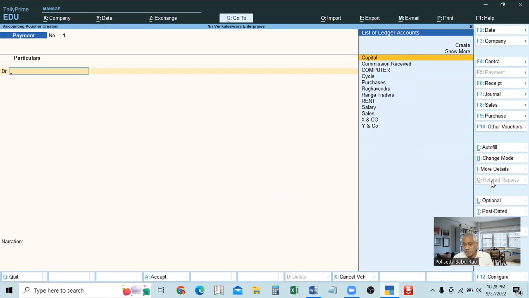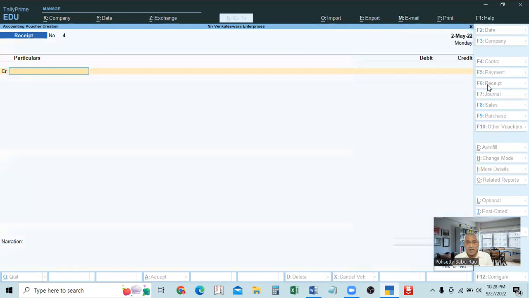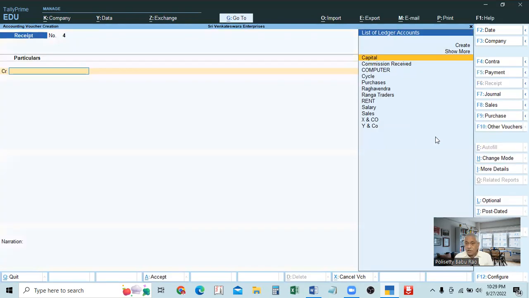See on the right, that is the right button menu, there is receipt F6. From F4 to F10, this is one part. This is date and company, this is another part, and all the others are other parts. So we are learning about this part. In this part, whichever voucher we want to enter, that accounting voucher we have to select. Now we require the receipt voucher. So see here, receipt, the key is F6. You can click the receipt with the mouse and we'll go to the receipt voucher, or you can press F6 on the keyboard. If you press F6 also, you will go to the receipt voucher. Once there, first of all, we have to select the date.